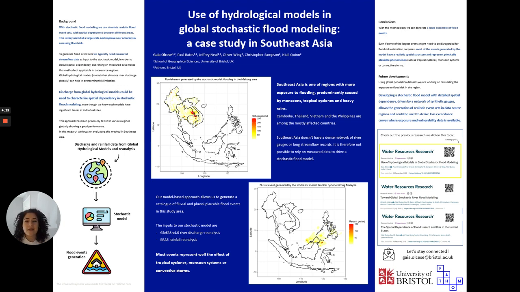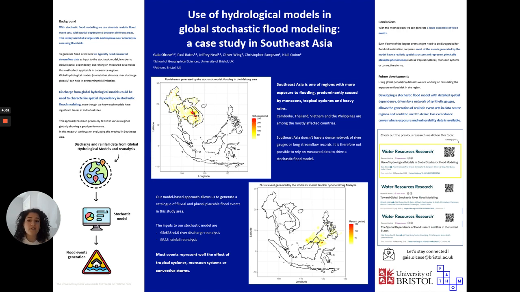Instead of simulating static hazard maps with a certain return period everywhere in the study area, we can generate large ensembles of flood events with a realistic spatial structure, which is very useful for loss calculations. These models typically derive the spatial dependency from historical data and are therefore not applicable in data-scarce regions.